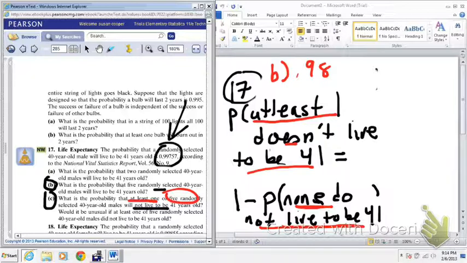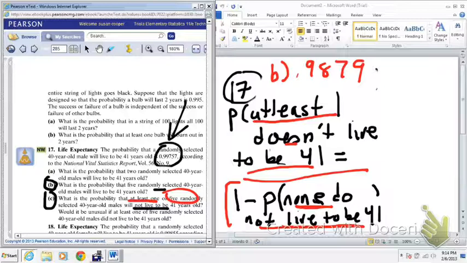I have to grab my book here, put on my lap, 0.9879. And basically, rather than us directly calculating the probability that at least one does not live to be 41, we're going to utilize this complement rule, and we're going to take 1 minus the probability that none do not live to be 41. But none do not live to be 41 means all did live to be 41.